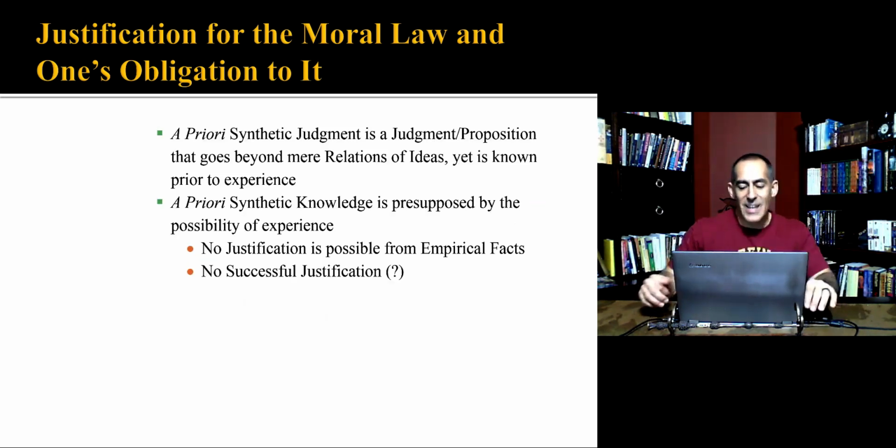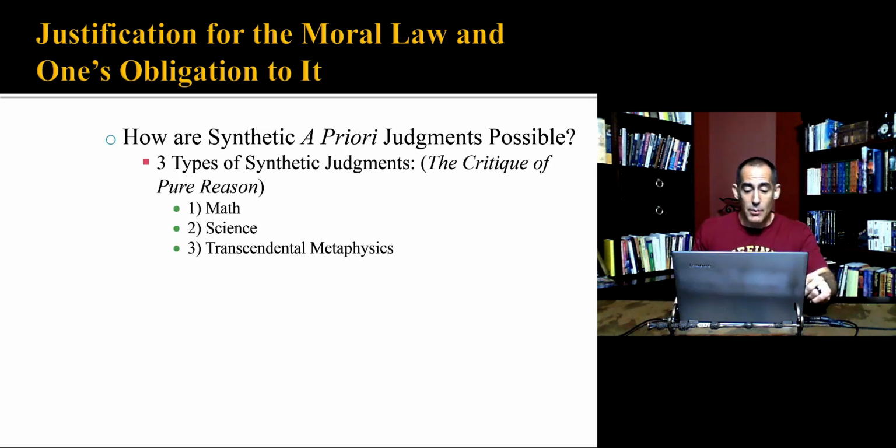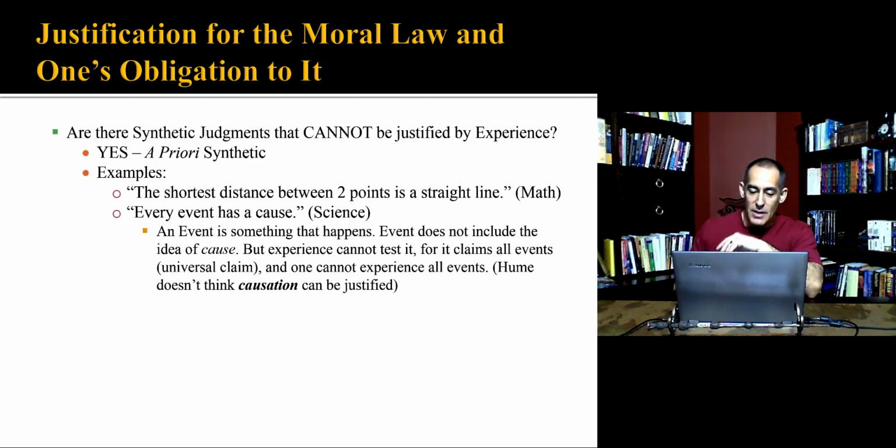An a priori synthetic judgment is a judgment that goes beyond mere relation of ideas, yet we can know this prior to experience. You might say, how is that possible? How would you justify this type of thing? Maybe there's no successful justification, but he does give examples and areas where we could find these things. So how are synthetic a priori judgments possible? Well, there are three types that he talks about in the Critique of Pure Reason: a priori synthetic judgments in math, in science, and in transcendental metaphysics. Let me give you some examples.